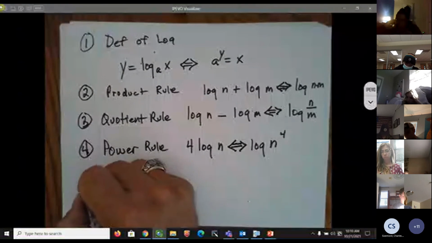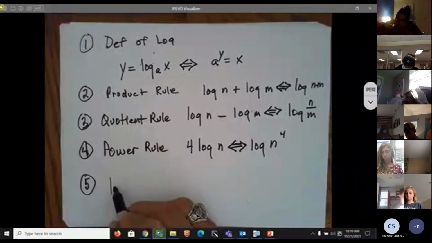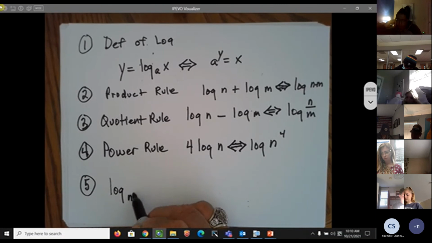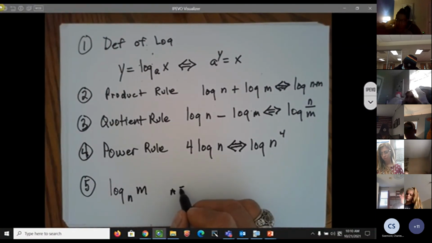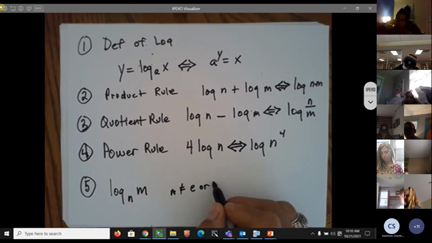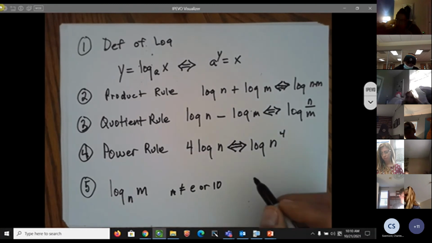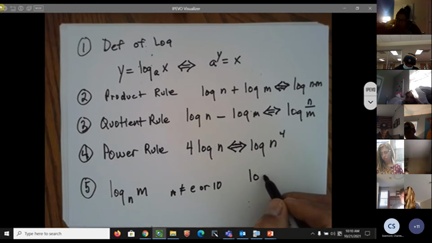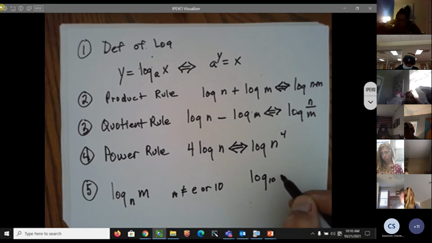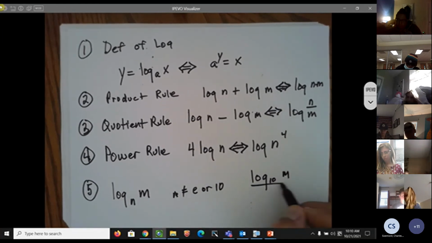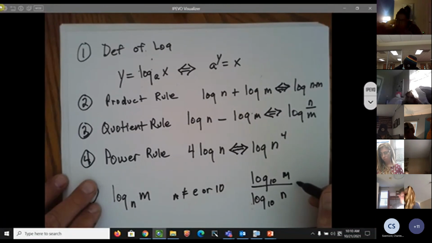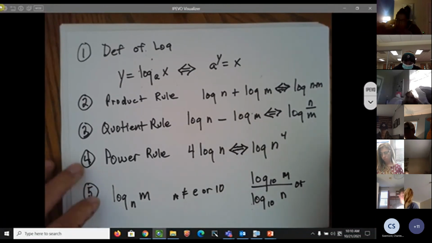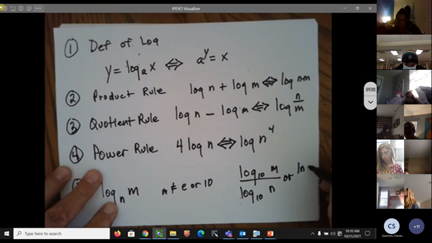And the change of base formula. Log of n to the m power, and n does not equal e or 10, can be rewritten as log base 10 of m over log base 10 of n, or log base e, which is the natural log of m, over the natural log of n.